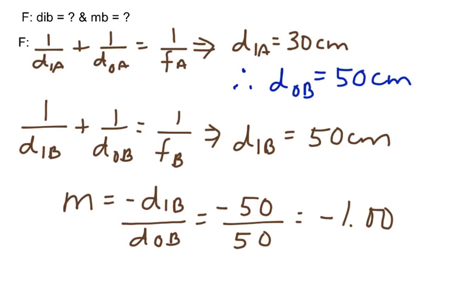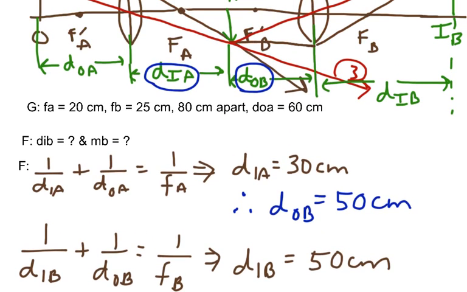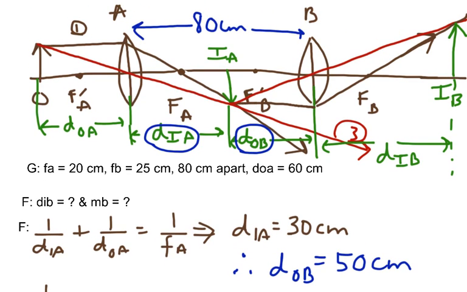So let's just go back up to the drawing and notice that my object for lens B, which is right here, is inverted. And let me say that again. My object for lens B is inverted, and my image for lens B on the right side is upright. So they are in opposite orientation to each other, which indicates that negative for the magnification.